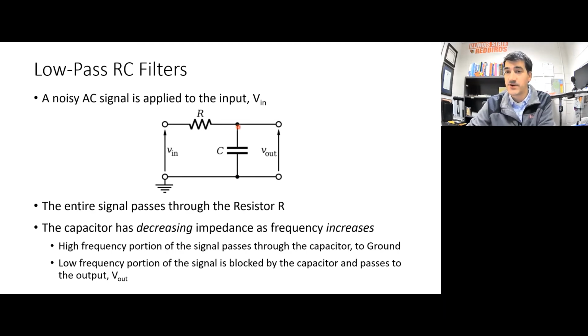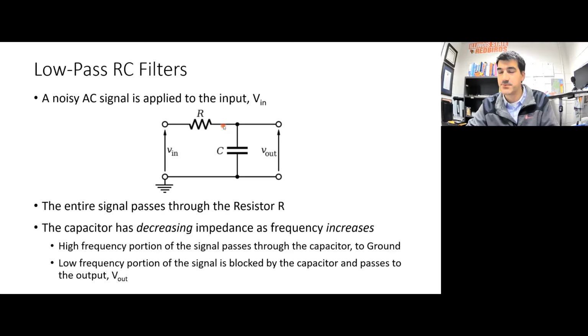Meanwhile, the low frequency portion of this signal also passes through the resistor, but they can't pass through the capacitor, at least not nearly as easily. Those low frequency portions, they're blocked by the capacitor. They can't pass through as easily. And so that serves as our output. So basically you can sum this up by saying the high frequency portions have no problem going through the capacitor, so they just go through that into ground. So we don't even see those in the output.